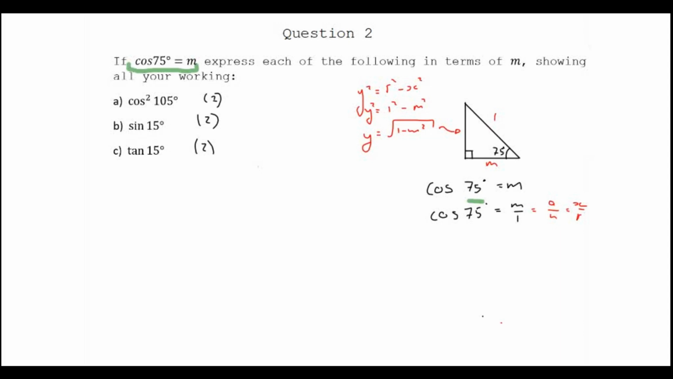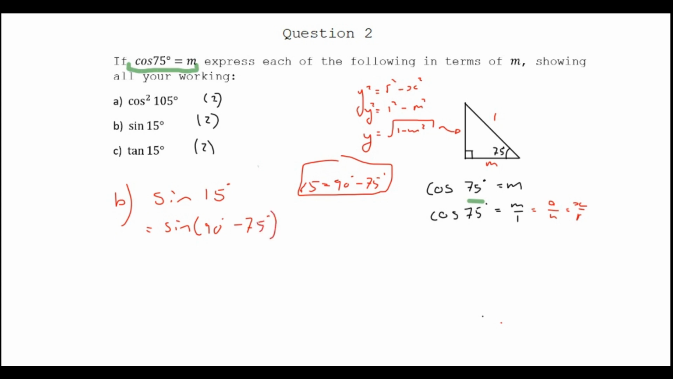Moving on to question B. They have asked us to determine the value of sine of 15 degrees in terms of m if cos of 75 degrees equals m. Well, we need to get sine of 15 to cos of 75. How are we going to do that? If you recall, 15 is actually equal to 90 degrees minus 75 degrees. So, if we had to get that as a cofunction, we get sine of 90 degrees minus 75 degrees, and that actually equals 15 degrees.